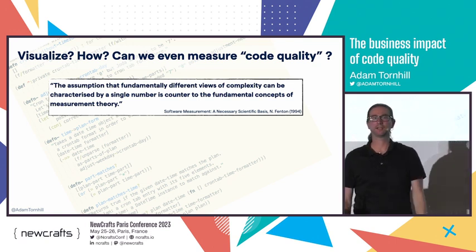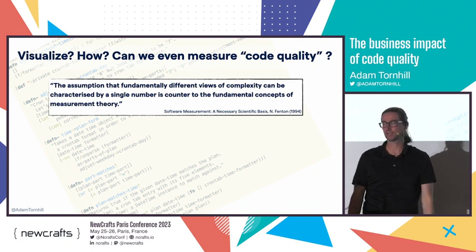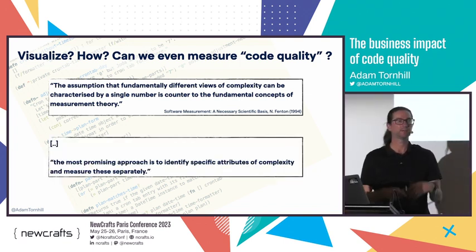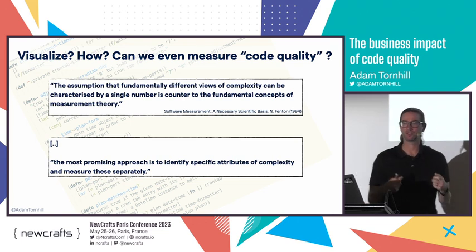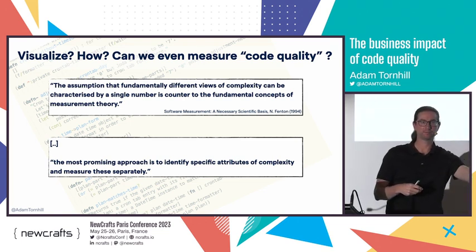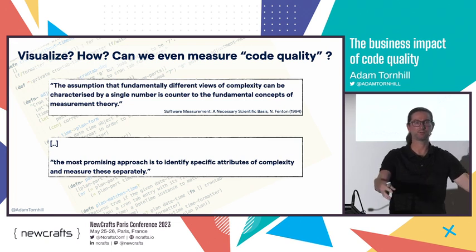So what I've done instead is that I've taken a lot of inspiration from the second paragraph that you see here: that instead of looking for that magical metric, a much more promising approach is to identify various and specific attributes of code complexity, measure these separately, and then try to weight them together.